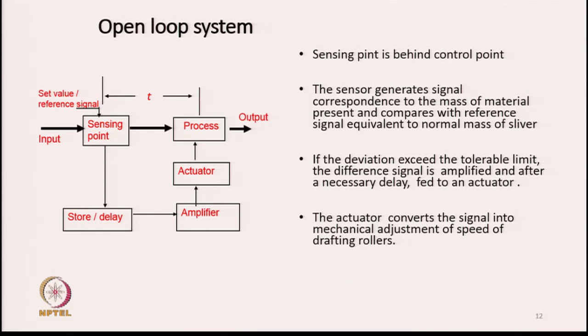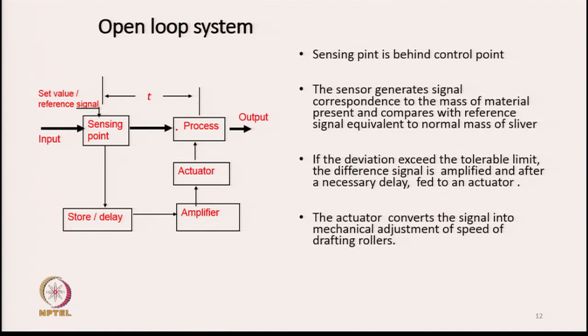So, in this case there is input and there is output, in between we have a process, but the sensing point is placed before the material enters the process. There is a sensor which is going to sense the mass of the material which is passing over the sensor. So, sensing point, and what is the control point? The control point is in the process. Therefore, the sensing point is behind the control point. So, control point is within the process, it is in front of the sensing point.